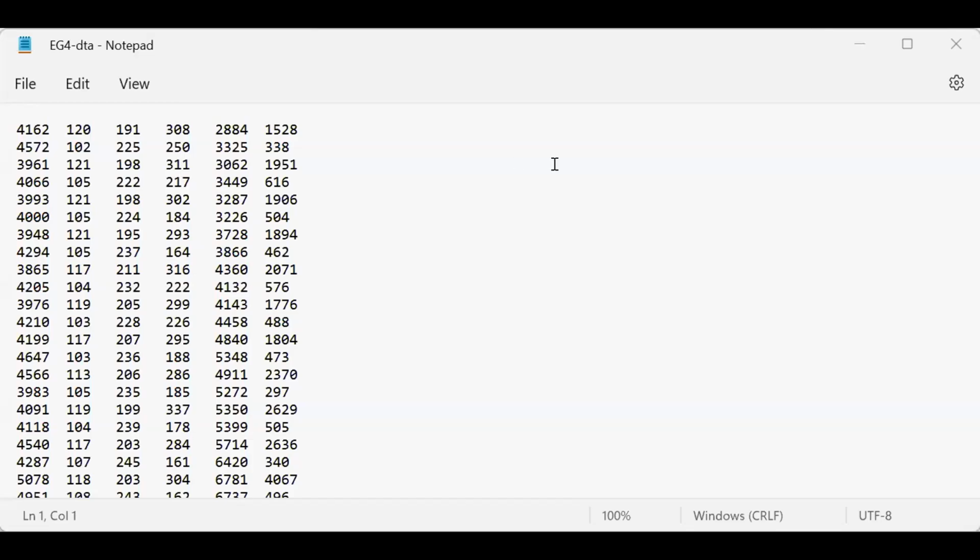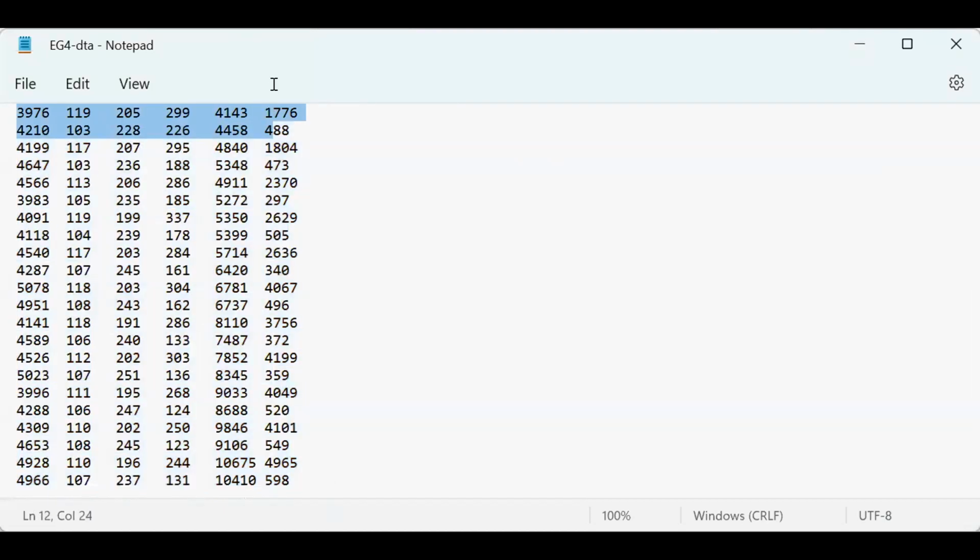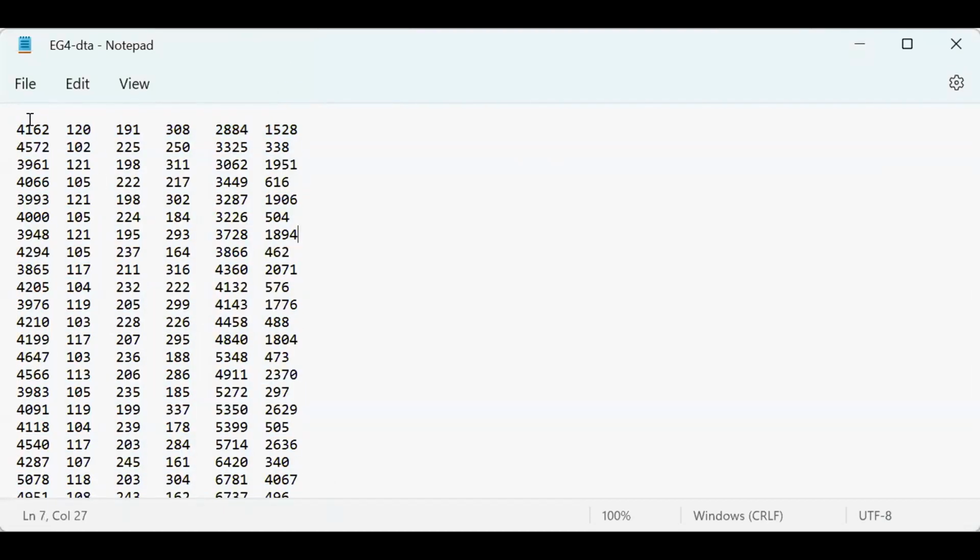This is the data file. Yes, now we can see your EG4DTA file. Now it is visible. The first column represents the yield. Then these are the 5 inputs. I have just copied and pasted them from Excel there. Then this is the instruction file.